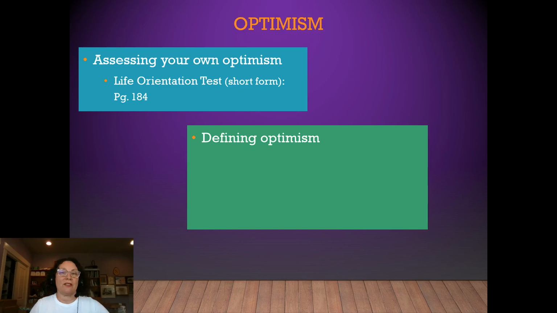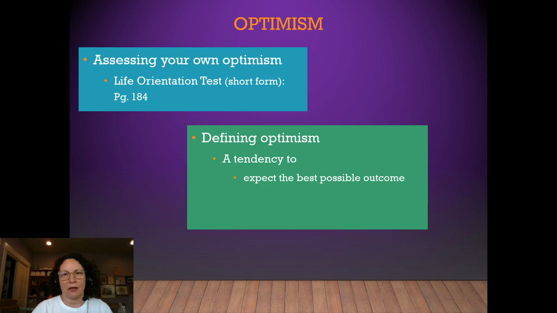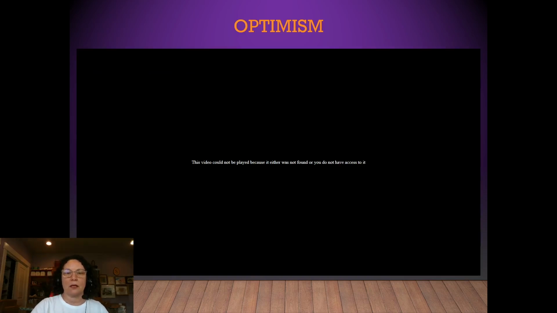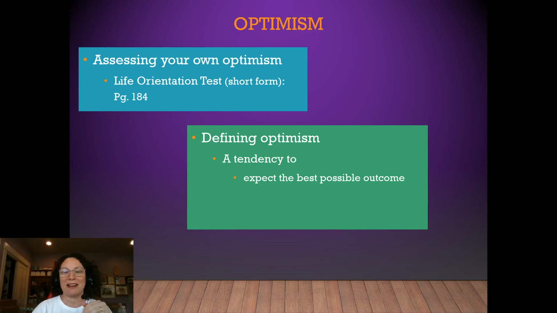So now that hopefully you've taken the scale and gained a little insight on yourself, what is optimism? What do we mean by that term? Again, it's one of those constructs that you know full well what it means, right? You know what it is, but it's a construct. So honestly, there are a lot of different ways we could define the concept. When we talk about it in the context of this class, what we're generally talking about is a tendency to expect the best possible outcome.